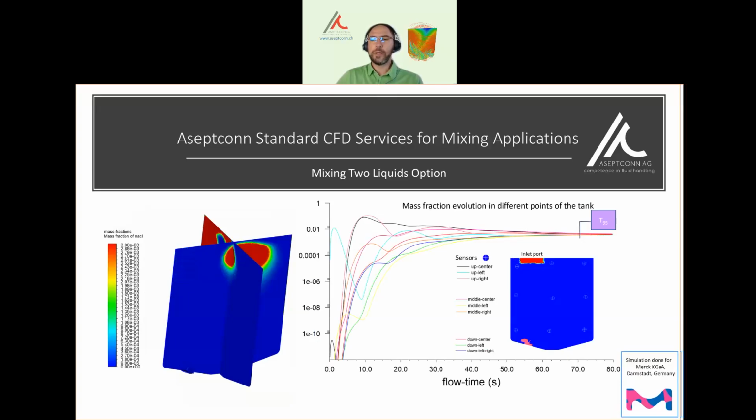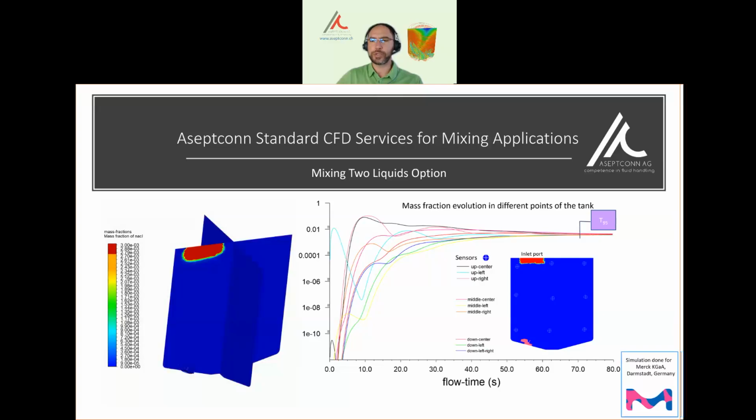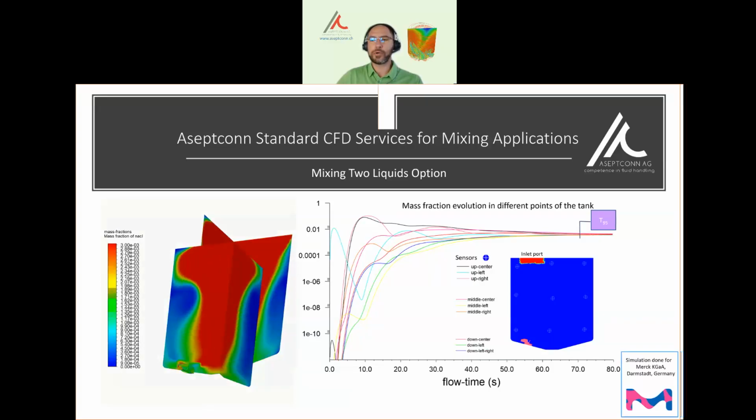You can see the movie of the mixing process. The mixing time is precisely obtained by considering 9 virtual sensors placed in the tank in different positions: up, middle, down, combined with left, center, right positions. A graphic is plotted for every sensor, giving information about more points than laboratory measurements can offer.